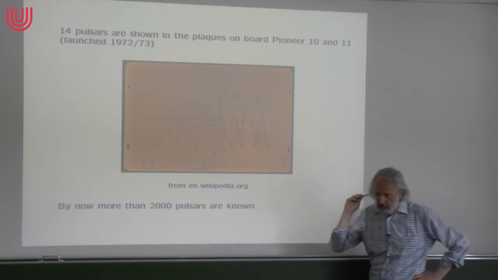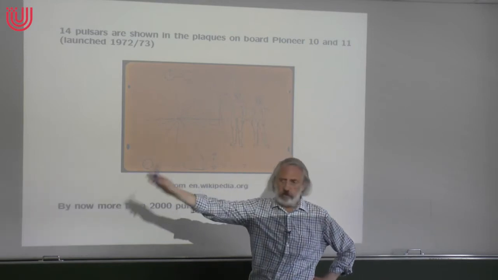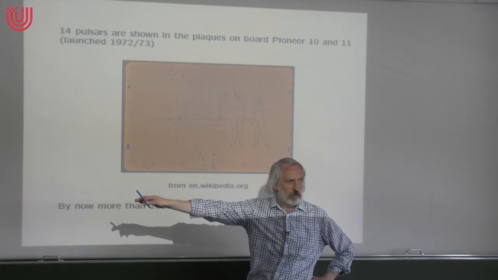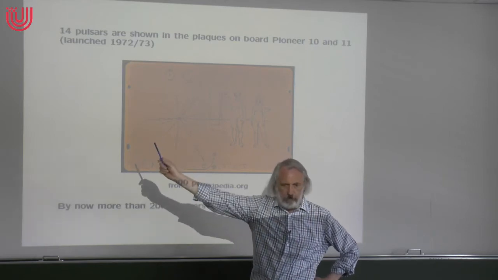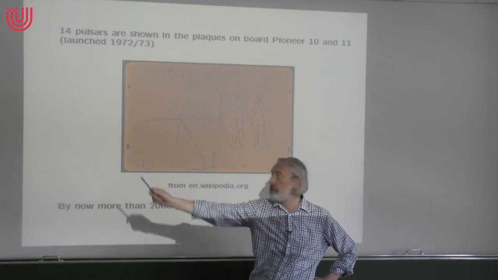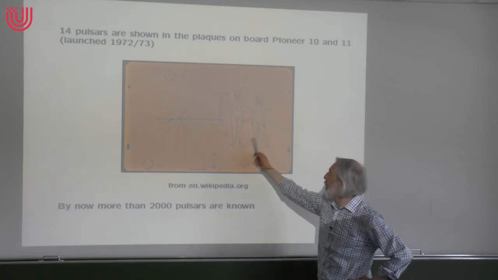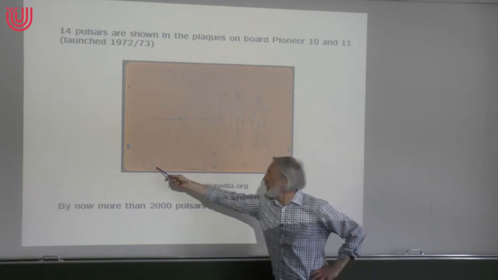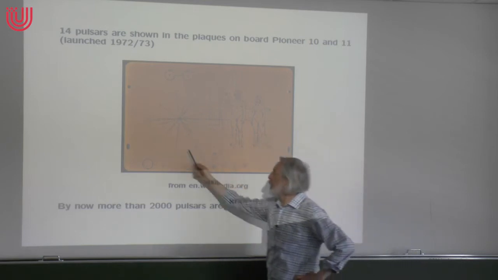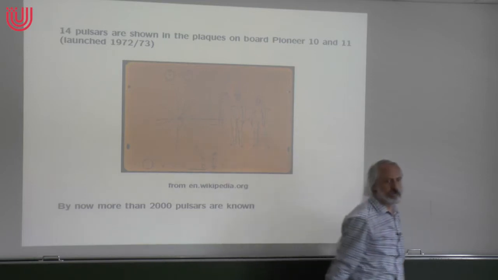So these spacecraft passed by Jupiter and passed by Saturn, and then they left the solar system. They are now outside of the solar system. We do not have any contact with the spacecraft anymore, but they are traveling on, and maybe somebody will intercept them at some time. Then they will find this plaque, and the idea is they get an idea how we look. They get an idea where we are situated in the solar system, and if we know what pulsars are, then probably we have some kind of civilization.